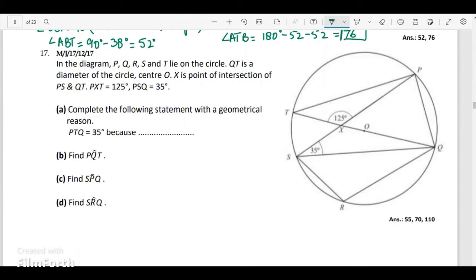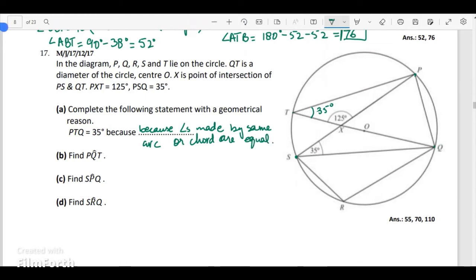PTQ equals 35 degrees because, now PTQ, this angle they're saying would be 35 degrees. Why? Because you see this angle is coming from the chord PQ and the same chord is making this angle 35 degrees, and hence these angles would be equal. So the reason is because angles made by the same arc or same chord are equal, however you want to write it.